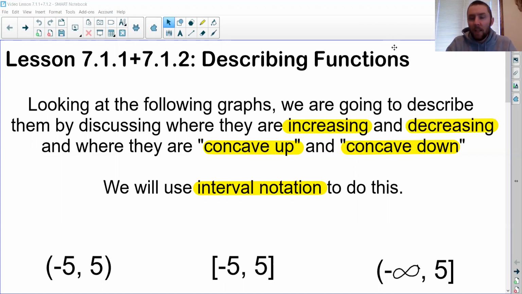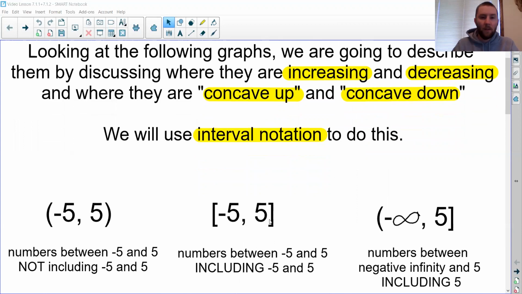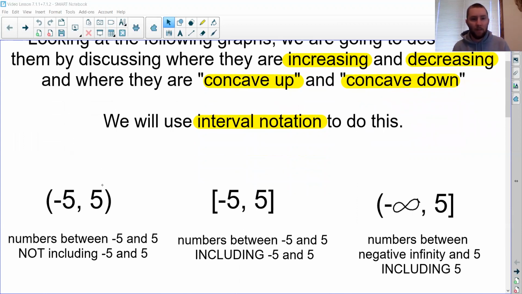But we do need to understand that when we describe a function, we're going to be asked to describe where it is increasing, where it is decreasing, and we're going to use interval notation to do that, okay? Interval notation is notation that looks something like this. It represents not a coordinate point, though with double parentheses it does look like a coordinate point. It actually represents a string of numbers, any value between this number and this number, okay?